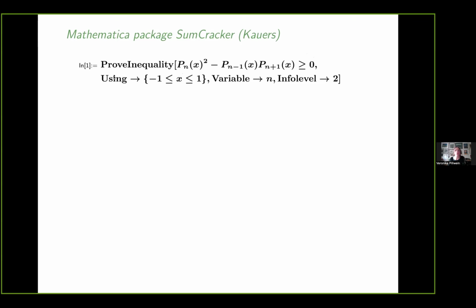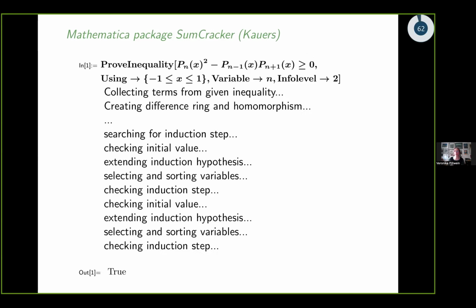You say this is greater or equal to 0, and you have to specify that x is between -1 and 1, because as we saw before, this is essential, it doesn't hold otherwise. And the discrete variable is n, that we want to do the induction in, and the info level just says that I will see this output. So it's very fast, it goes brrp, and it says true, and it tells me, okay, I'm extending the induction hypothesis, I'm checking the induction step, I'm doing the CAD computation, it says true, I'm done. So that's it.